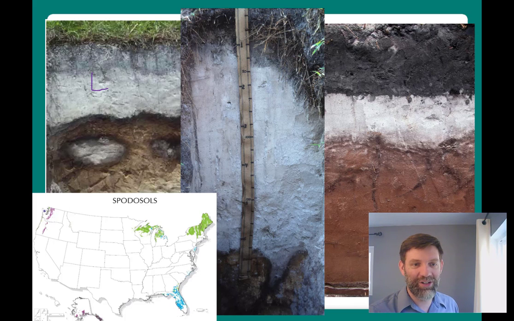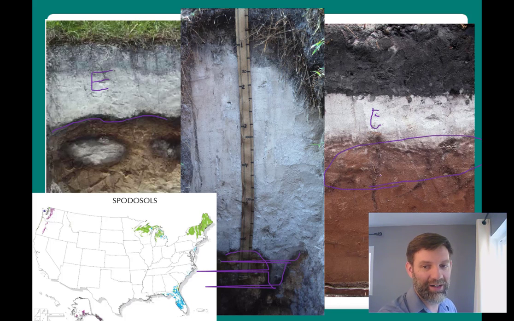Common themes in these pictures: E horizon with the darkened layer below. Here that dark layer shows up really low on the horizon, very thick E horizon, but still a spodosol. E horizon, accumulation of iron and organic matter.